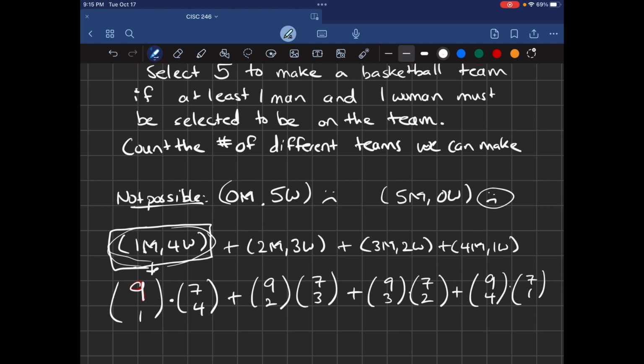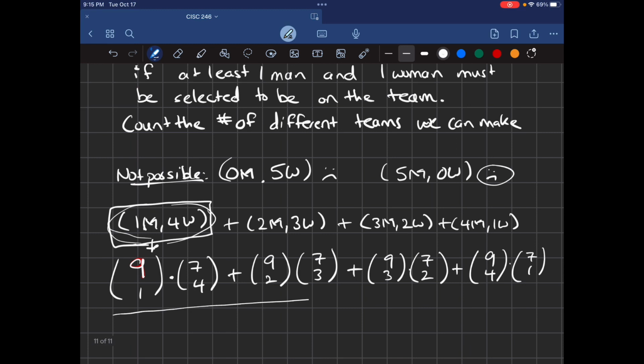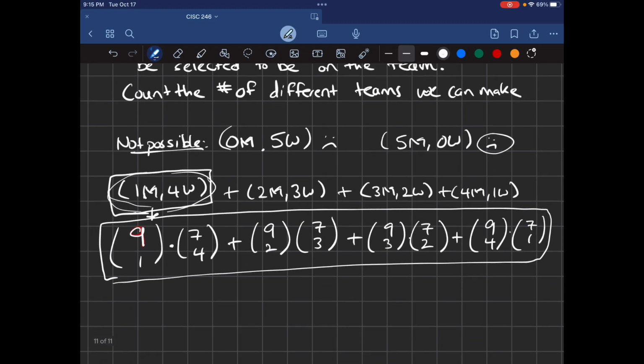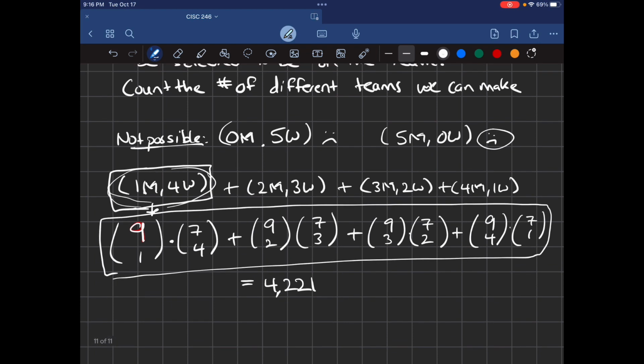All right. And that would be my answer. And it turns out, again, I wouldn't calculate this by hand. This would be a great analytical answer, meaning you leave it as is. And that shows the most information, really. It shows that you counted in some way. If you want to get a numerical answer, I would just go to Wolfram Alpha or some computational engine, and you're going to get 4,221 if you put that in. So that's the number of different teams.